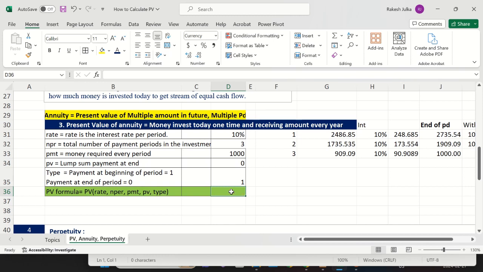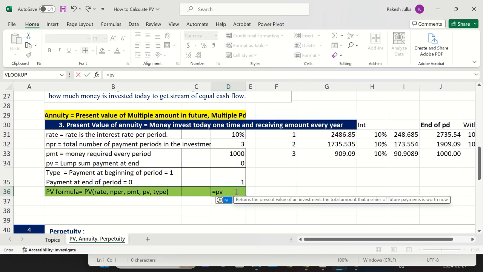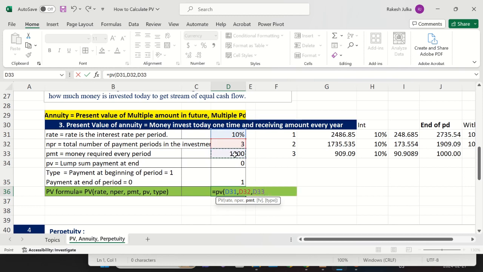So how to do this? Equal sign and just write PV, the present value we want to calculate. So rate is 10%, and NPER is the total number of payment periods in the investment. Then we have a payment. So the payment of $1,000 we want every year, and future value 0. I don't want anything remaining with the lender. Then type, when we want it, maybe at the end of the period or the beginning of the period.